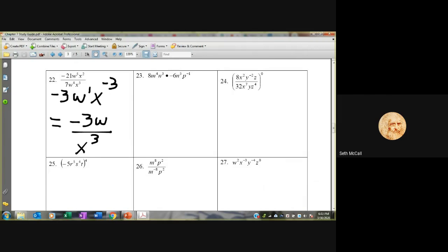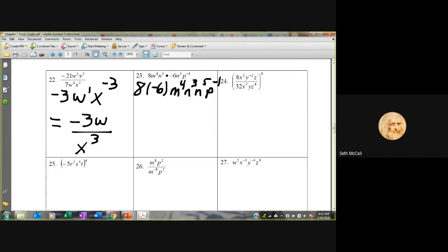The next one, I'm not particularly a fan of, but you can see that I just circled it, that giant dot right there. That just means multiplication. So it's actually multiplication all the way across the whole problem. And so I'm going to reorganize this to make it a little bit easier to see what's going on. So we have an 8, and then we have a negative 6, and then we have an m to the fourth. We have an n to the third, and then we have another n to the fifth, and then we have a p to the negative 1.